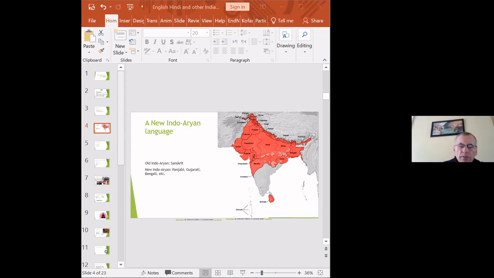Now, Hindi is called a new Indo-Aryan language as contrasted to Sanskrit, which is classified as Old Indo-Aryan. Other new Indo-Aryan languages include Punjabi, Gujarati, Bengali, and others. You can see on the map that new Indo-Aryan languages are marked as red. Hindi is the biggest of all these languages, which also includes the dialects of Bihari and Rajasthani normally.